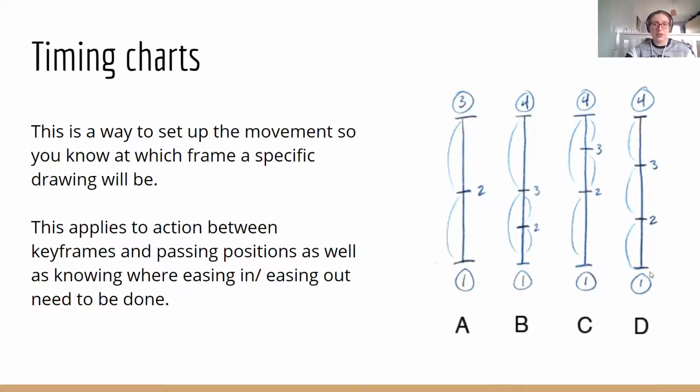And with D, it's just equal spacing to the movement. Which is, it starts at frame 1, ends at frame 4, and you have 2 frames in between at equal spacing from each other.